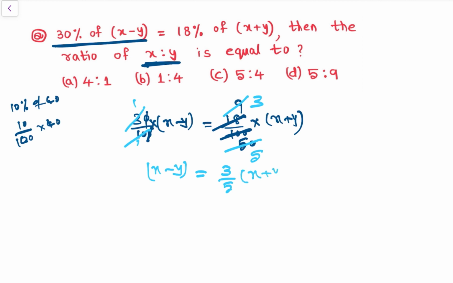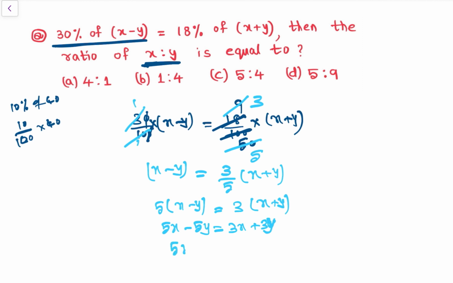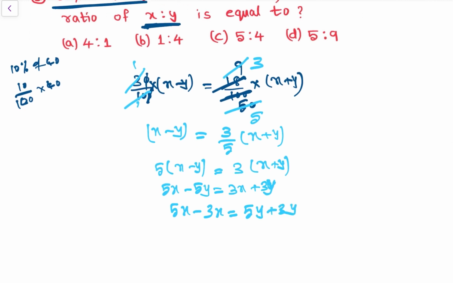into x plus y. So that is 5 into x minus y is equal to 3 into x plus y. That is 5x minus 5y is equal to 3x plus 3y. So 5x minus 3x is equal to 5y plus 3y. So that is 2x is equal to 8y.